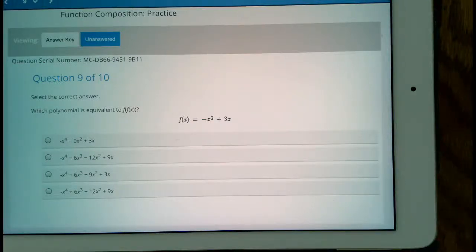Which polynomial is equivalent to f of x? We're given the function f of x equals negative x squared plus 3x. And all that we can do is flip over to our paper to work this problem out.